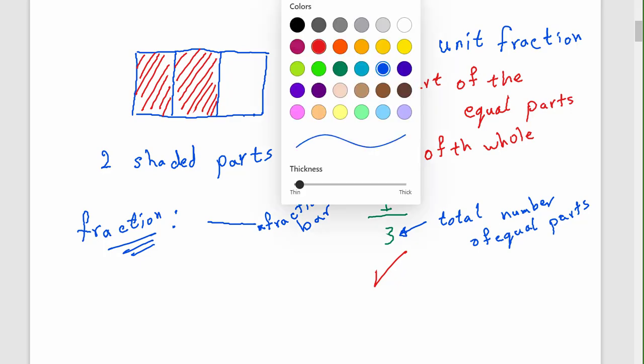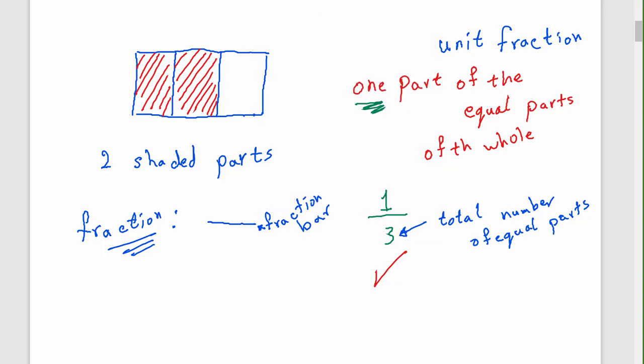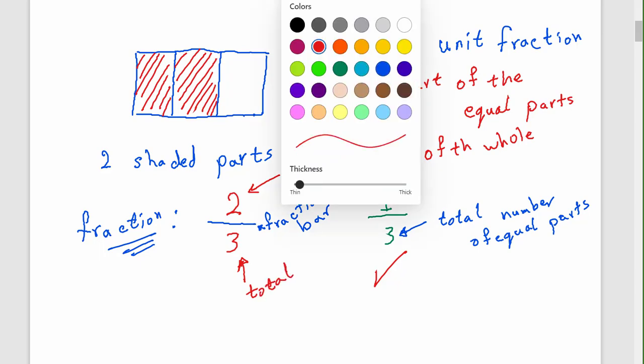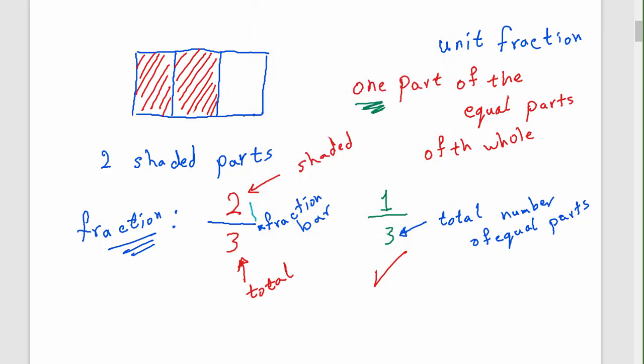And I will write up in the numerator the number of shaded parts, and down in the denominator I will write the total. So the fraction is 2/3.